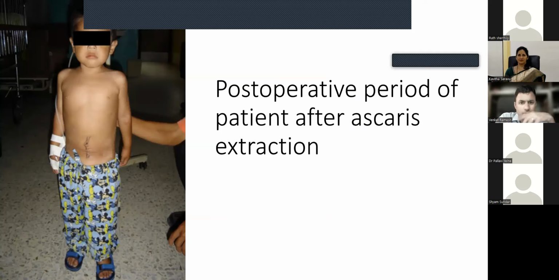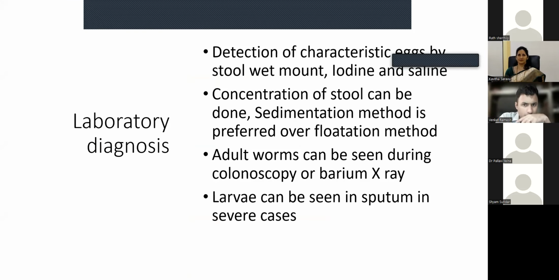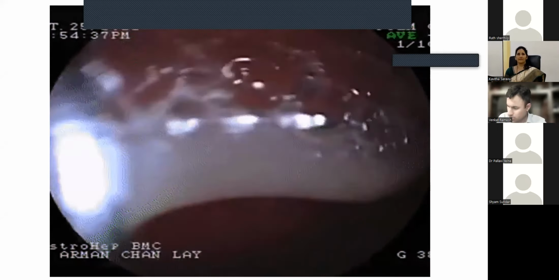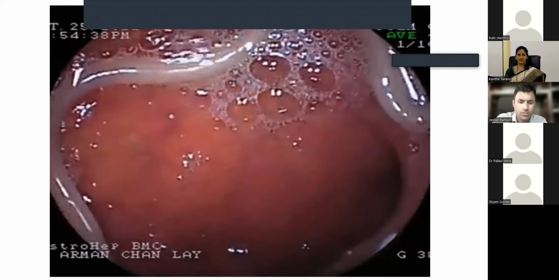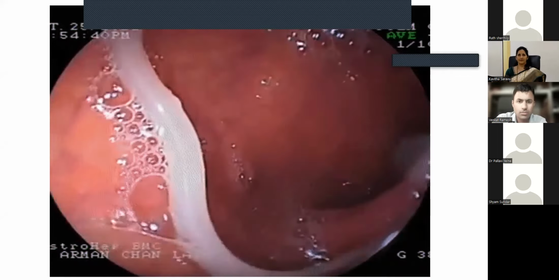Okay. So how to diagnose Ascaris? You can diagnose by characteristic eggs. You can do concentration techniques. Sedimentation method is more preferred over the flotation methods. Adult worms can be seen during colonoscopy or barium X-ray, as you have seen in our case. Larva can be seen in the sputum in very severe cases. And here you can see the colonoscopy picture of a roundworm in the intestines.